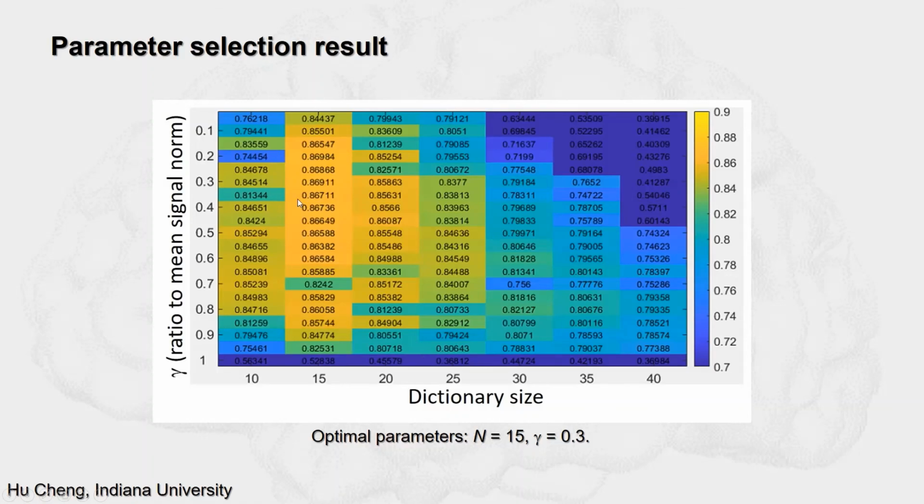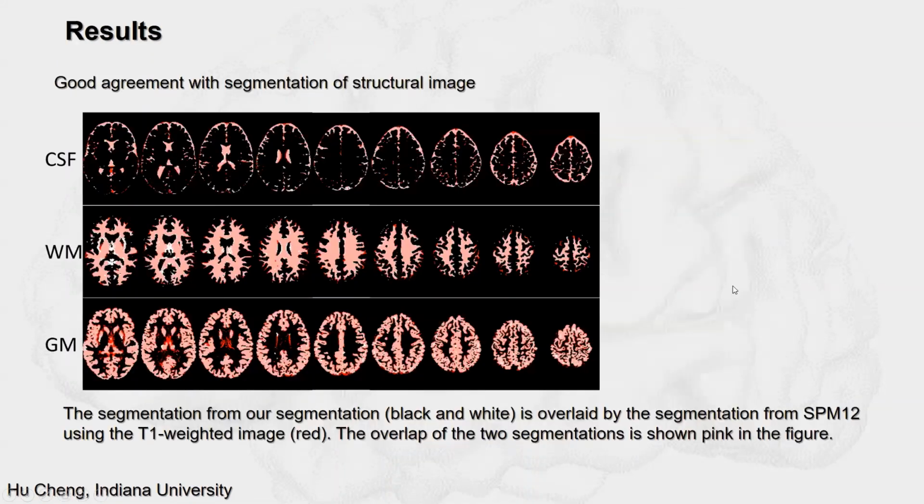And here you see that this parameter selection result suggests that a dictionary size of 15 is optimal. And gamma in the range of 0.2 to 0.6 gives similarly good results. So we used gamma equal to 0.3 and n equal to 15 in the implementation.